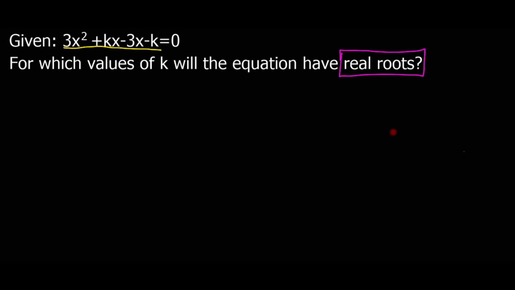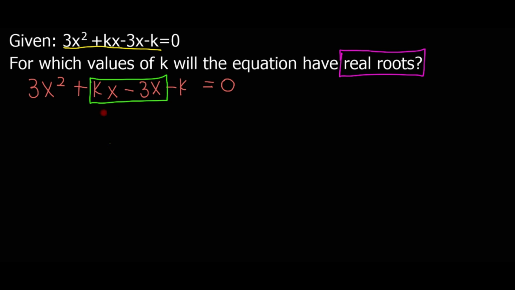First, let's factorize this equation, because we have 4 terms. So we have 3x squared plus kx minus 3x minus k equal to 0. Because there are 4 terms, here we use common factor.